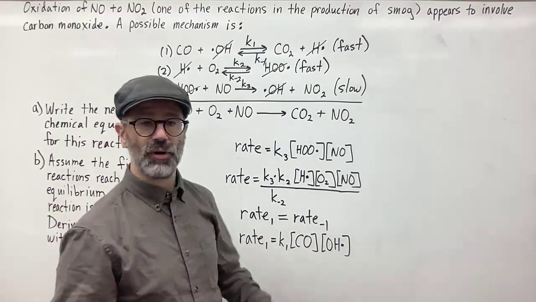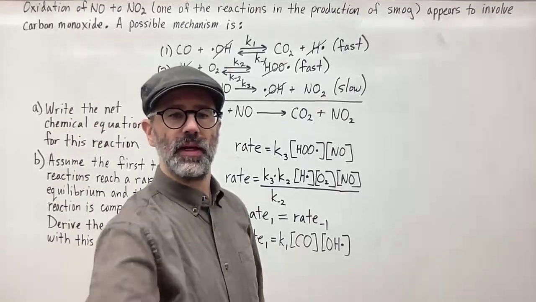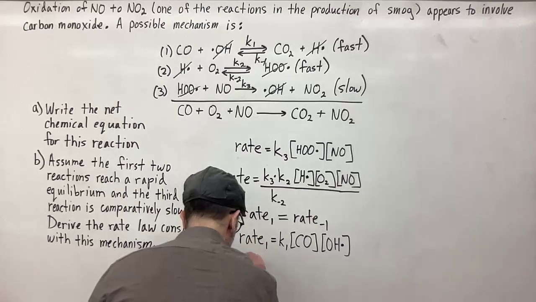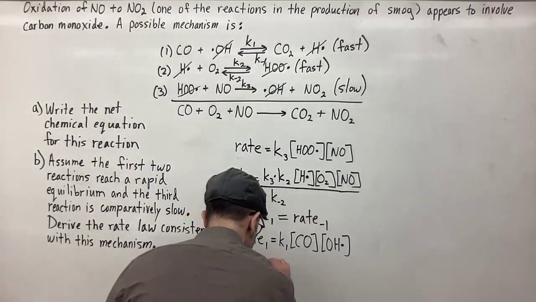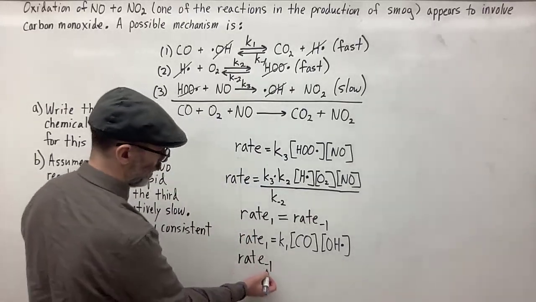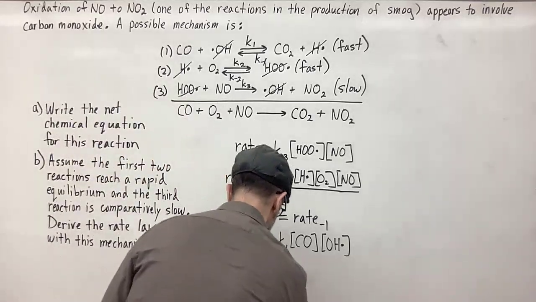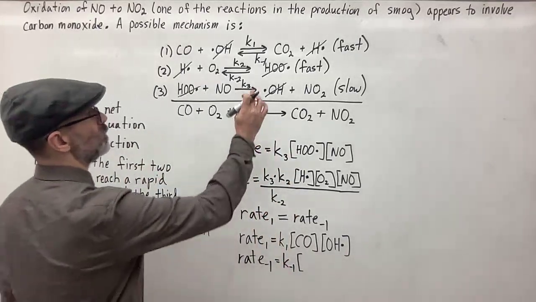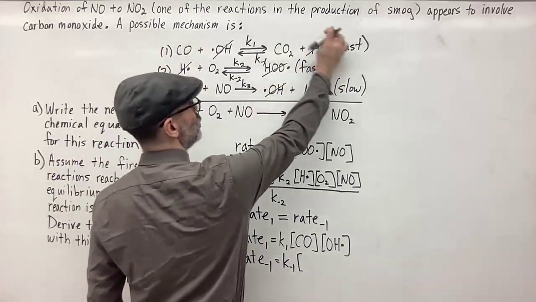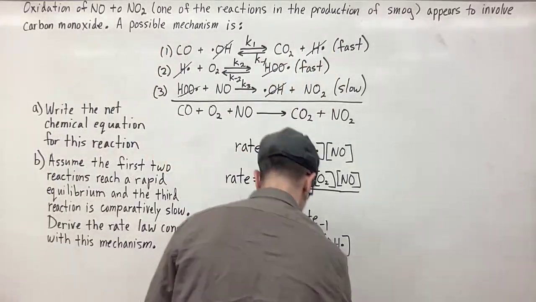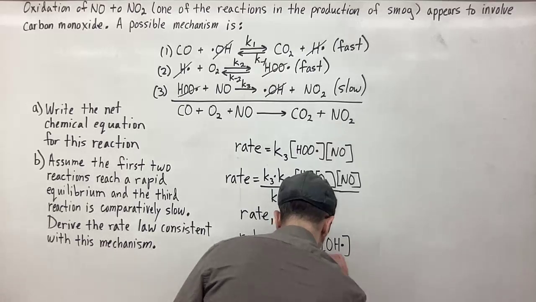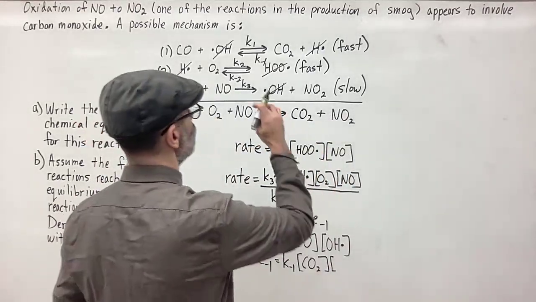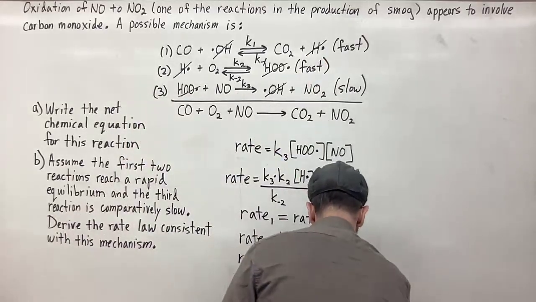Now for the reverse. And now we can write out the reverse rate. So the reverse rate is the rate minus 1, negative 1 for the reverse, equals K minus 1 times, and so here's for the reverse reaction, these are going to be the reactants, so CO2 times the other reactant, so that's going to be the H radical.